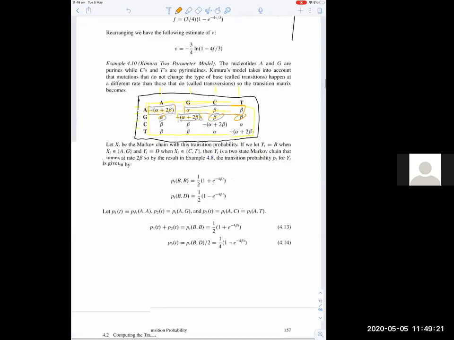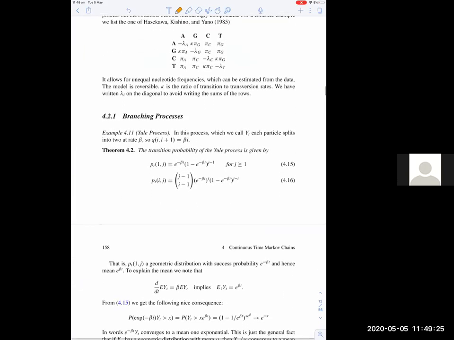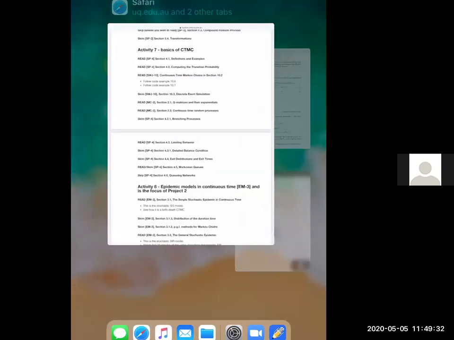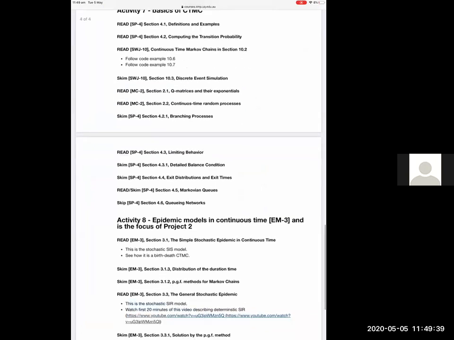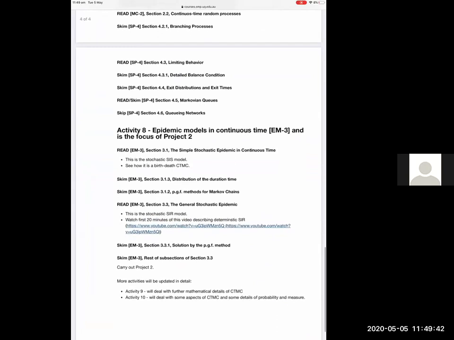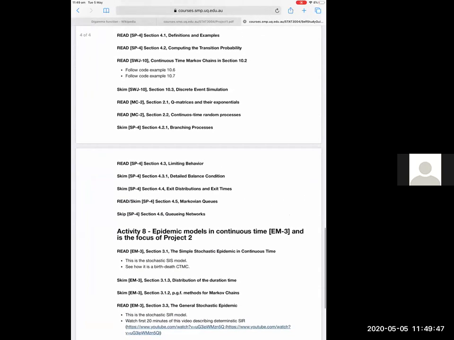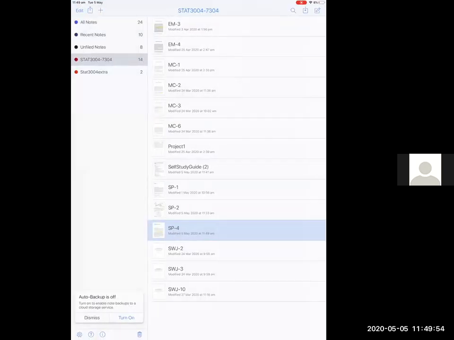All right, so you'll read through this, and then you get to branching processes. This is an in-depth look at continuous time branching processes, but I'm quite sure I suggested just skimming the branching processes. If you look here, SP4, just skim the branching processes, but then make a digression to the other book, MC2. So I'll steal another minute if you don't mind. Let's look quickly at MC2.